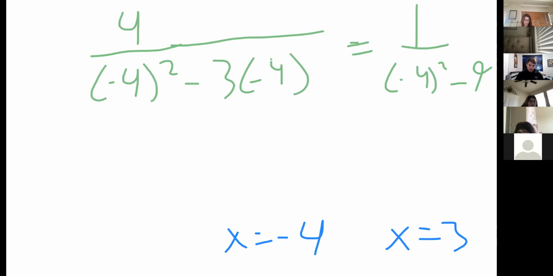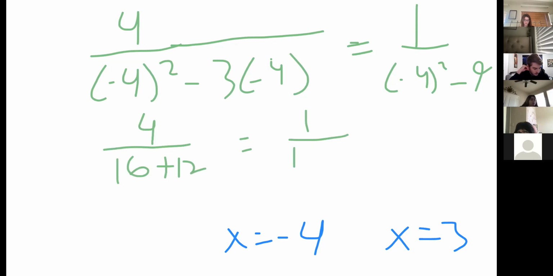Okay, go ahead. So this is 4 over 16, and we're adding 12, I think, and this is 1 over 16 minus 9, right? Is what we're doing on the bottom here. So I think what we end up getting is 4 over 28, which is 1/7, and then we get 1/7. I think we're getting these two to match. So I believe minus 4 works.